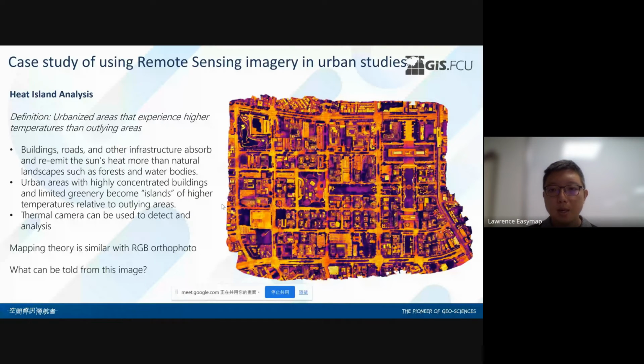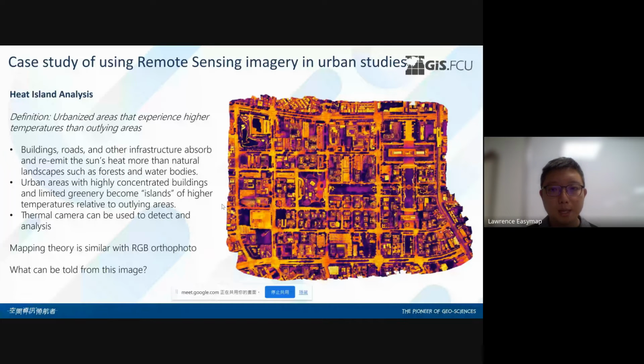It means that if you use a thermal camera, you can see that the urban area is much hotter than some other outskirt areas during the nighttime. So this is what the heat island means.